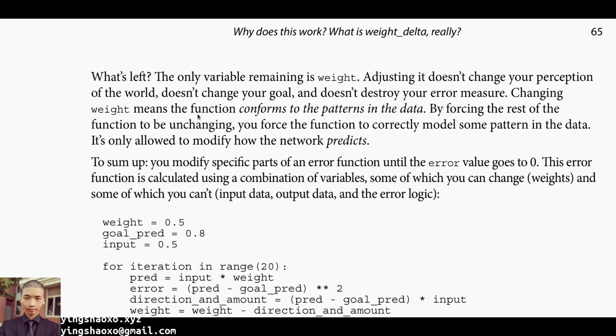Changing weight means the function conforms to the patterns in the data. By forcing the rest of the function to be unchanging, you force the function to correctly model some pattern in the data. It is only allowed to modify how the network predicts.